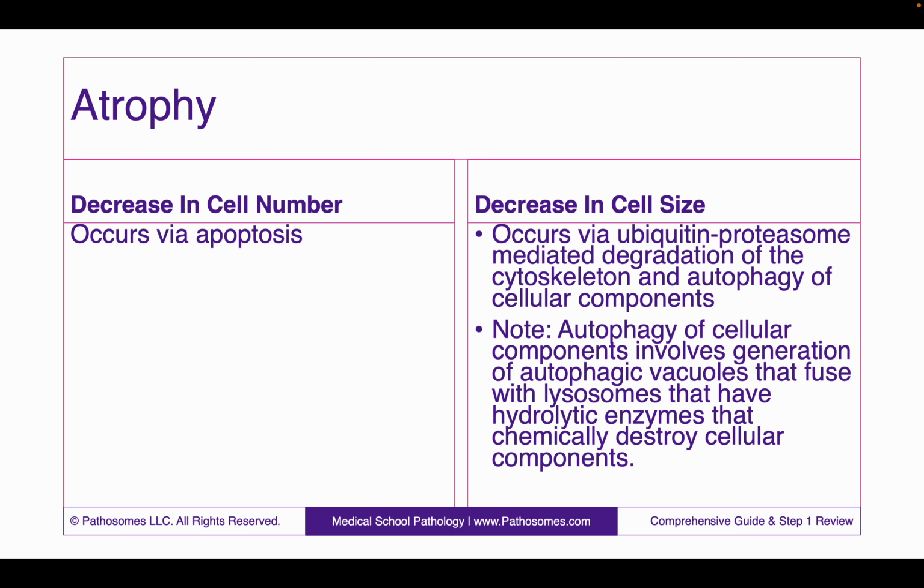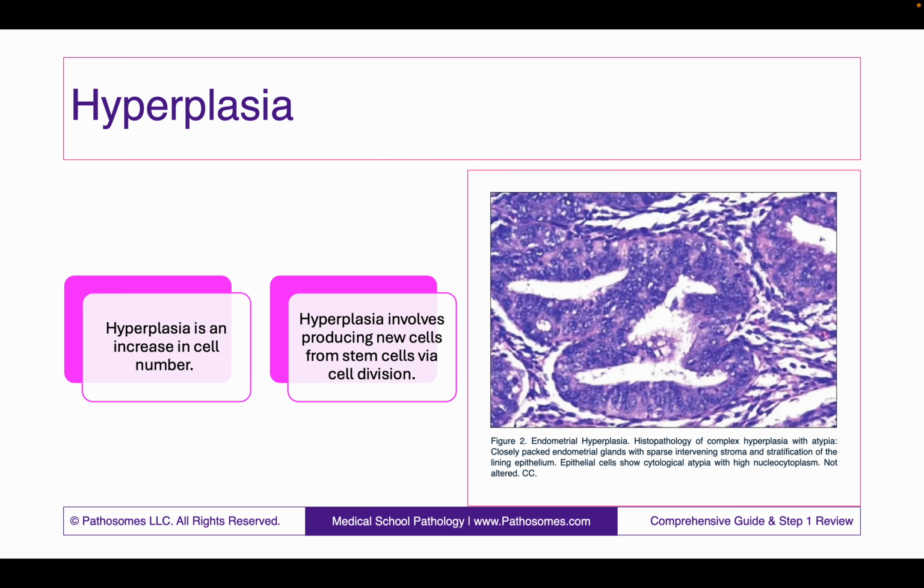Remember that autophagy of cellular components involves generation of autophagocytic or autophagic vacuoles that fuse with lysosomes that have hydrolytic enzymes that chemically destroy cellular components. You'll remember that. I know you will. I have faith in you.